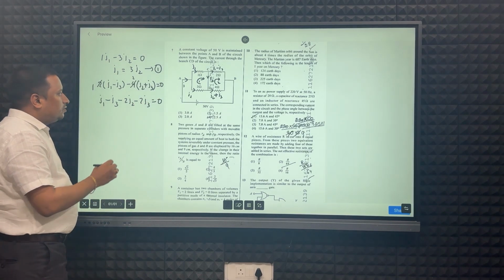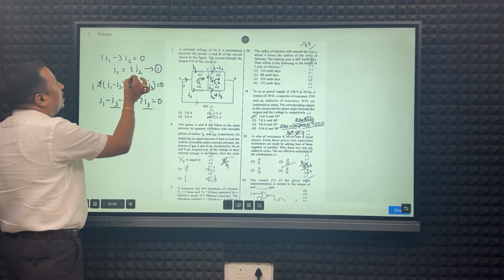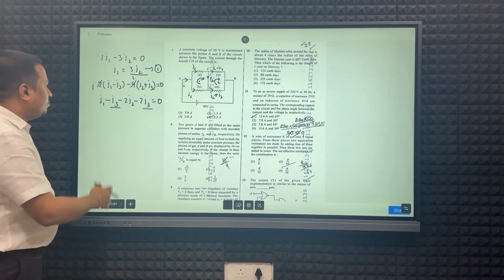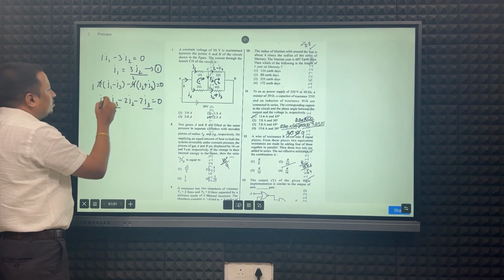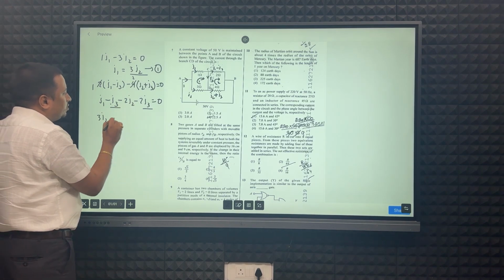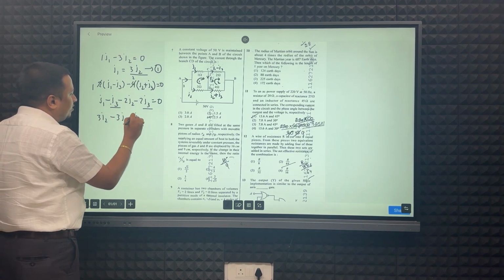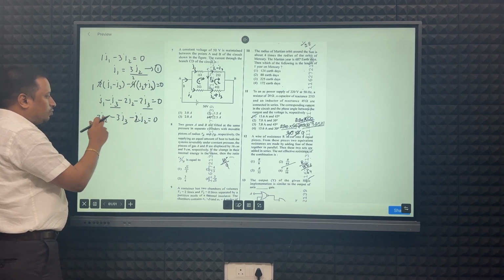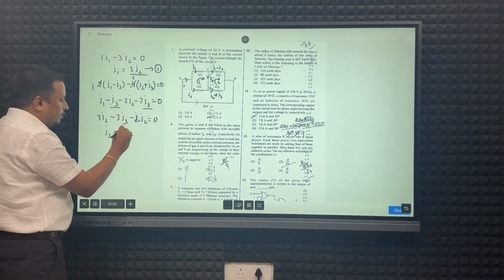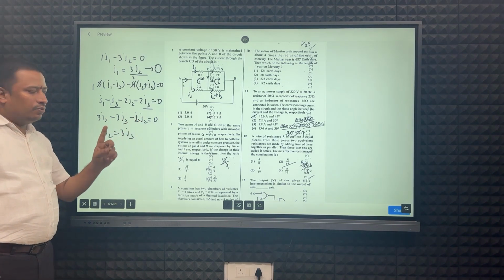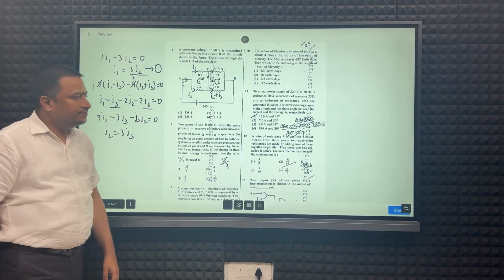From here, what am I going to get? I3, 2I3. And here we have I1 is equal to 3I2. Substituting 3I2 for I1, minus I3 minus 2I3 will become minus 3I3, and minus 2I2 we have already, is equal to 0. 3I2 plus 3I2 minus 2I2 will become 4I2 is equal to 3I3, so I2 is equal to 3I3 after simplifying.